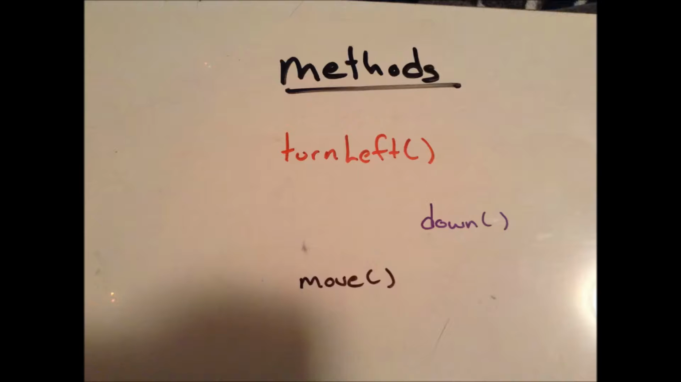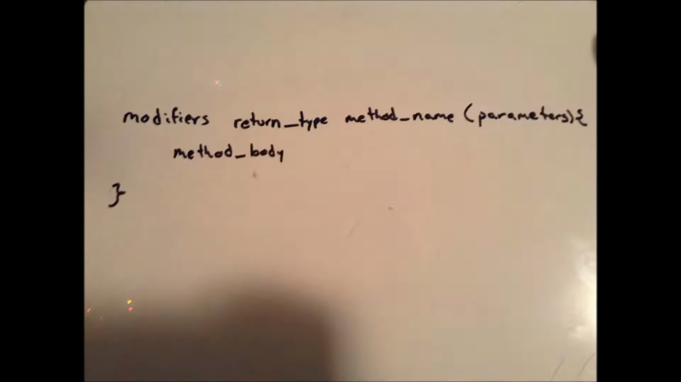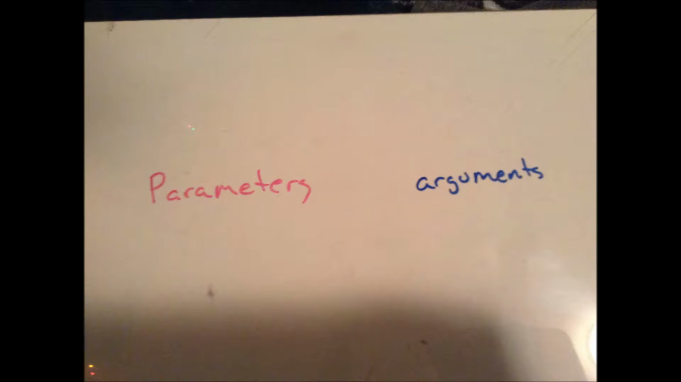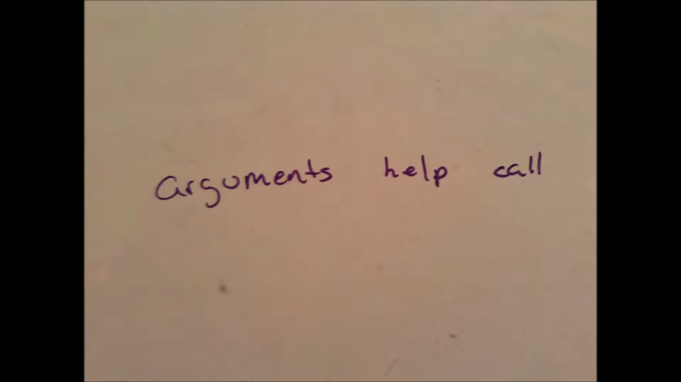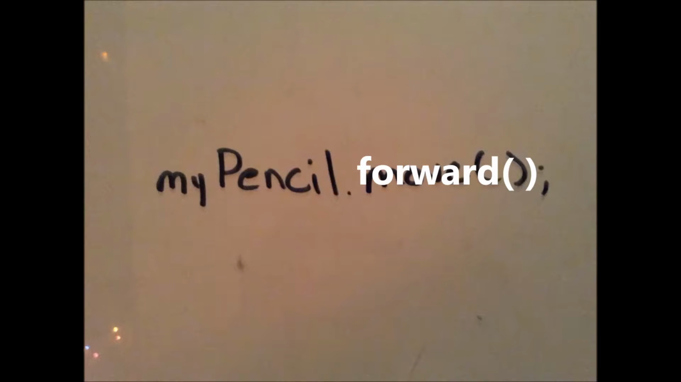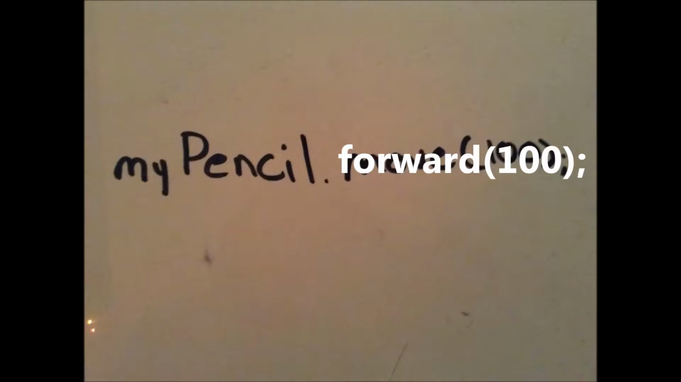You've been using methods since lesson 2. Remember that the general syntax is as follows. Parameters and arguments are used to pass information to a method. Parameters are used when defining a method, and arguments are used when calling the method. We use the drawing tool's forward method to move the myPencil object. However, we must tell the forward method how far to move, or it would not be a very useful method. We do this by passing an argument to it. In our example, we sent it an int value 100.